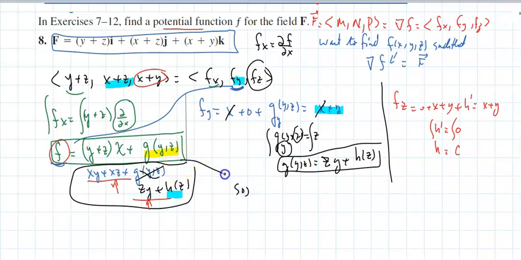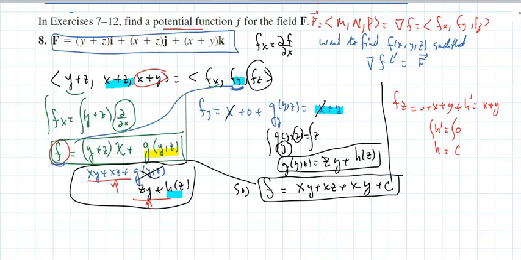So my function that I found, f equal xy plus xz plus xy plus c. Now in the book, they set this c most of the time to equal 0. You don't have to. Even better, a lot of times they write this as xy plus xz plus xy equal a c or 0, because that's how it's written in differential equations. You don't have to worry about any of that. You just have to find that f.